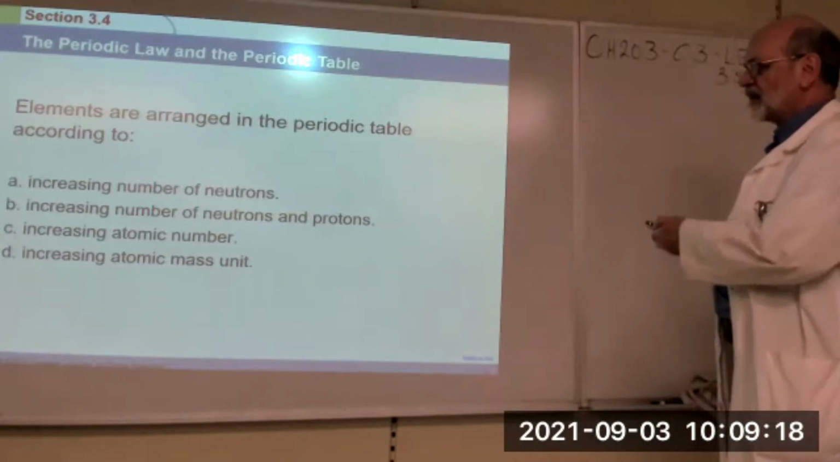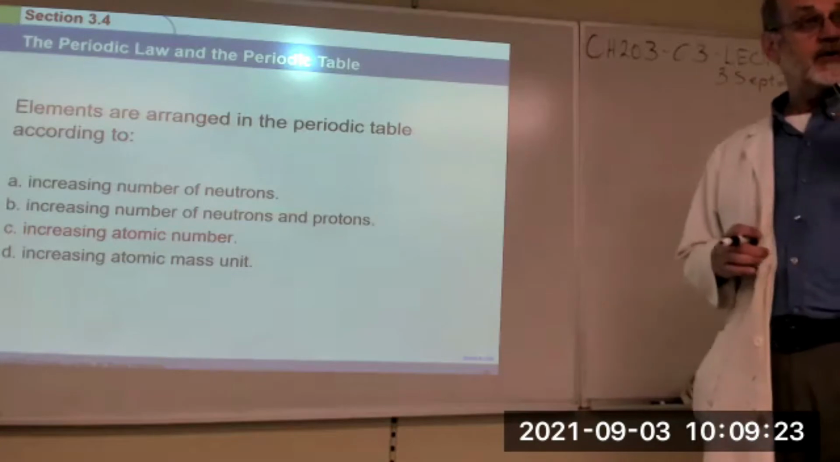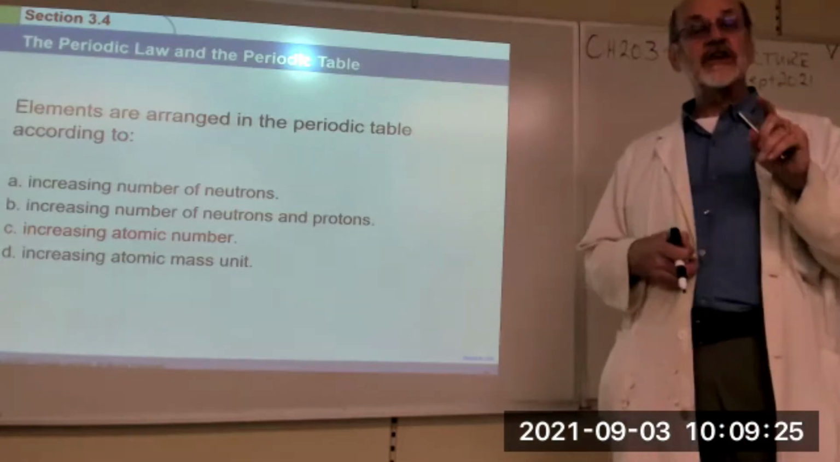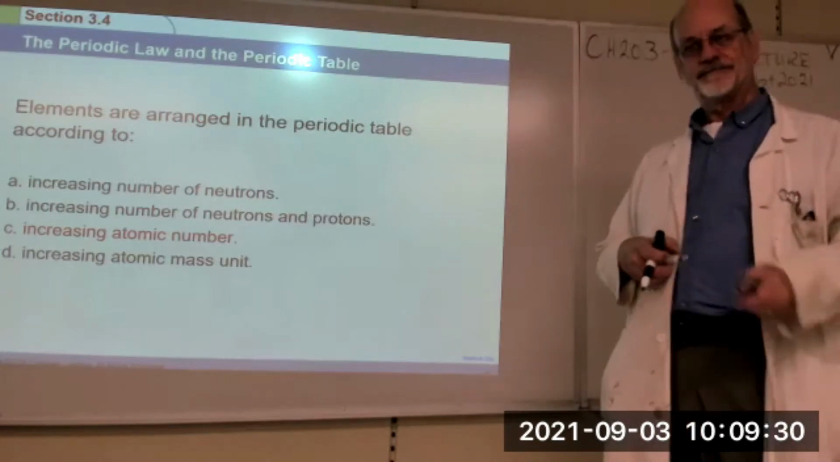Elements are arranged in the periodic table according to increasing atomic number. That's the way we do it now. Right? Originally, they were organized by increasing atomic mass.